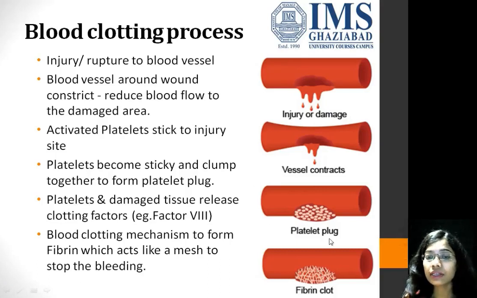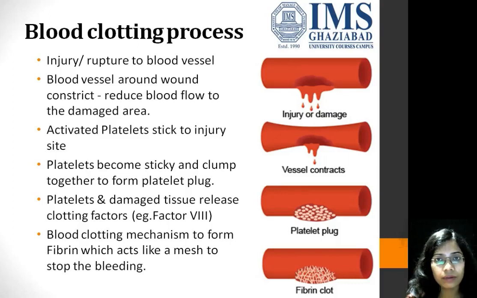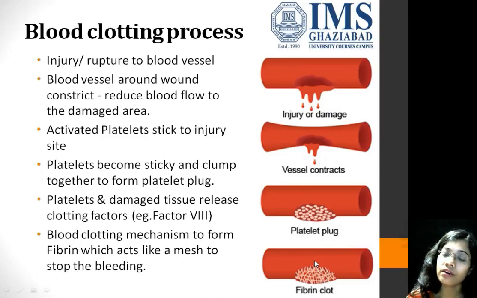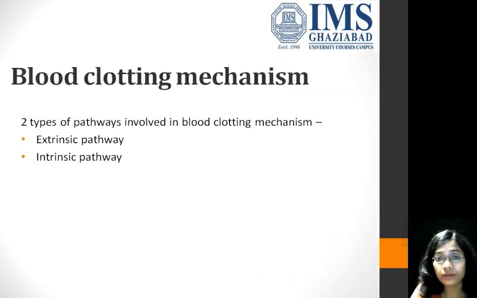Platelets and damaged tissues then release certain factors, for example factor 8, to initiate the process of mesh formation, that is clot formation. The blood clotting mechanism forms fibrin, which acts like a mesh to stop the bleeding. Finally, when the factors initiate and activate, the fibrin clot formation occurs, as you can see here, and the injured or ruptured blood vessels become closed. Now we will study in detail.